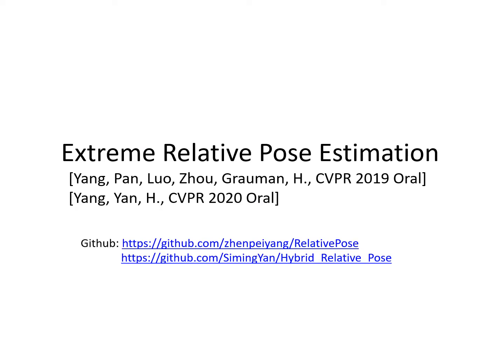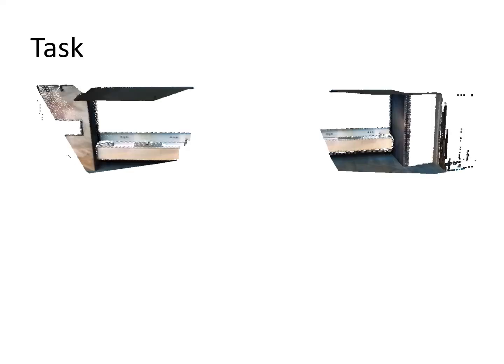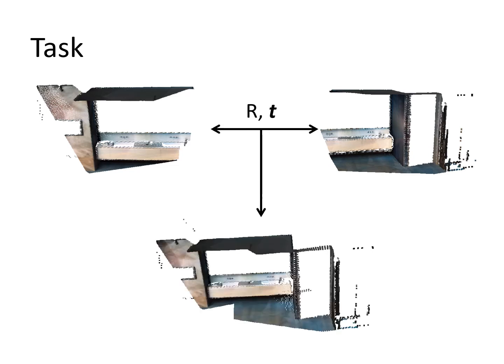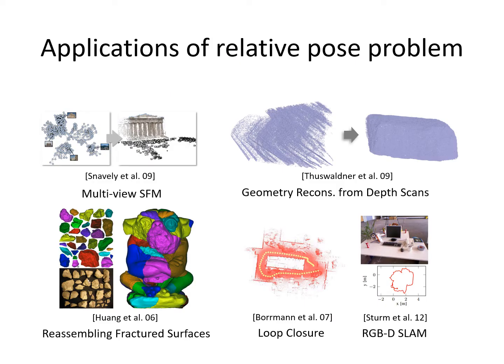The first topic I will cover is extreme relative pose estimation. The task is that we are given two partial scans, RGBD, as shown here, of the same underlying environment. Our goal is to estimate the relative camera pose between them that is characterized by rotation and translation. This task is important across many settings, such as multi-view structure from motion, reconstruction from depth scans, reassembling fractured surfaces, and various SLAM settings.